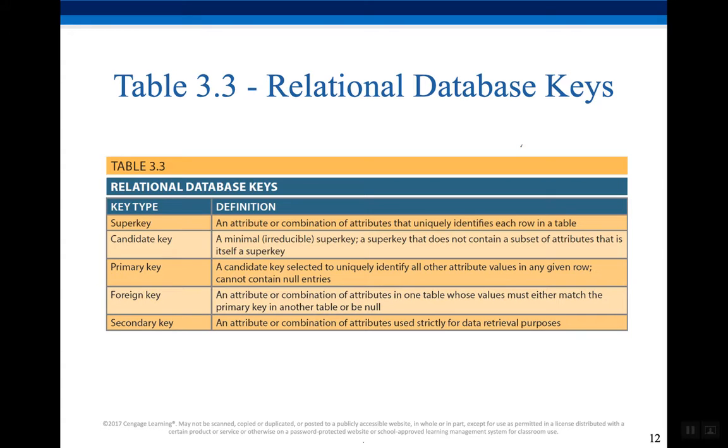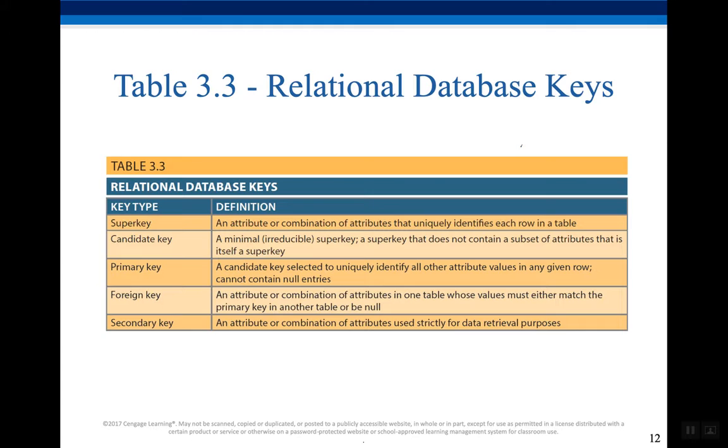All right, so more definitions around keys. Once again, this goes into more depth around relational theory: the concepts of super key, candidate key, primary key, foreign key, and secondary keys. The ones that are the most important, the ones we're going to be talking about the most here, are the primary key and the foreign key. The primary key is what is used to uniquely identify a row. As we say here, uniquely identify all other attribute values for any row. It cannot contain a null entry.